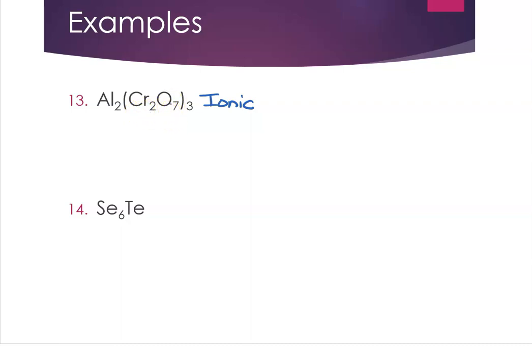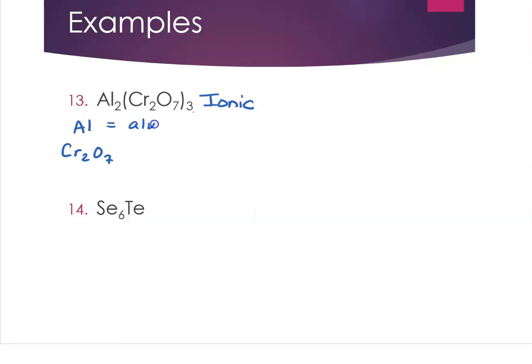So you can use whatever method makes sense to you to figure out what it is, but it'll get easier as we go through. So for ionic compounds, we don't care about prefixes. We only care about what we have. The 2 here doesn't matter. The 3 there doesn't matter. All that matters is what these things are.